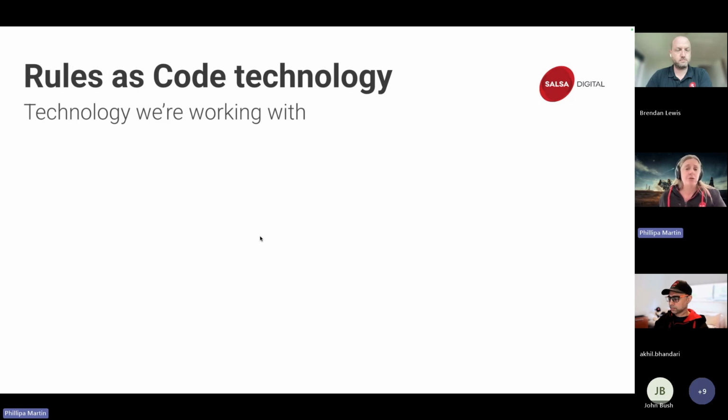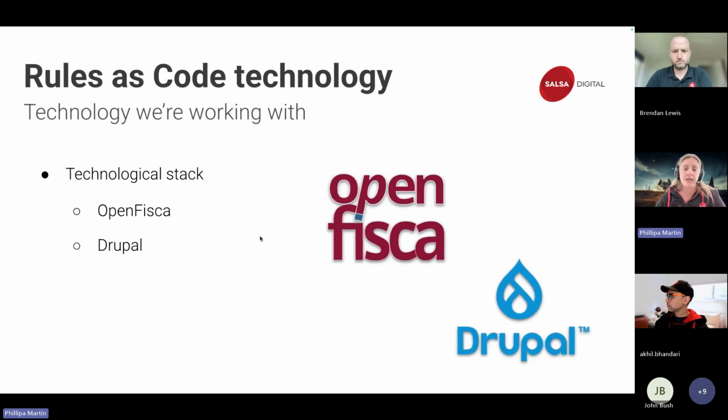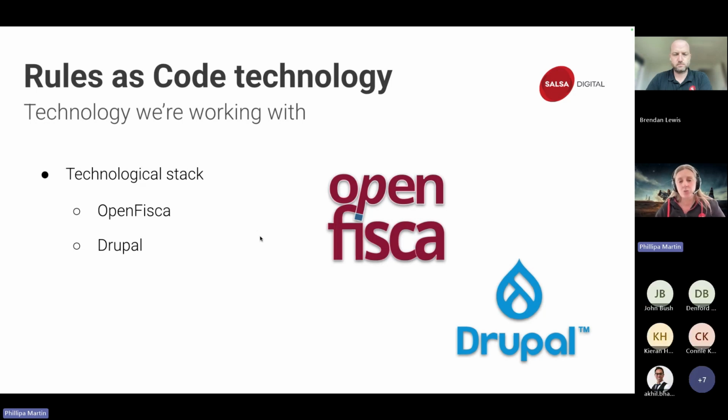Currently at Salsa, we're delivering our Rules as Code projects using 2 open source solutions. The first one is OpenFisca, which is a Python-based rules engine that was built in 2011 by the French government to codify its social security benefits. And secondly, we're using Drupal, which is an enterprise-grade content management system. It was really important for us. We've always been advocates of open source and working in the Drupal open source area. We wanted to find a rules engine that was also open source. So that is why we chose OpenFisca. Obviously, there are other rules engines out there, both proprietary and some other open source, but this is the one that we chose.